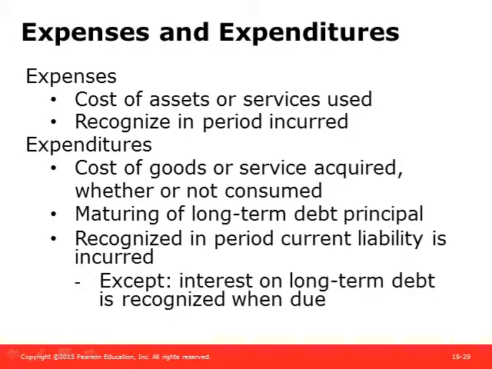The expenses of a governmental unit are similar to those of a commercial business enterprise. Expenses essentially reflect the cost of assets or services used by an entity, and they are recognized in the period incurred. Expenditures unique to government accounting typically reflect the use of governmental fund working capital. Thus, expenditures normally reflect the cost of goods or services acquired during a period, whether or not consumed, and the maturing of general long-term debt principal. With limited exceptions, governmental funds recognize expenditures in the period that the fund liability is incurred.